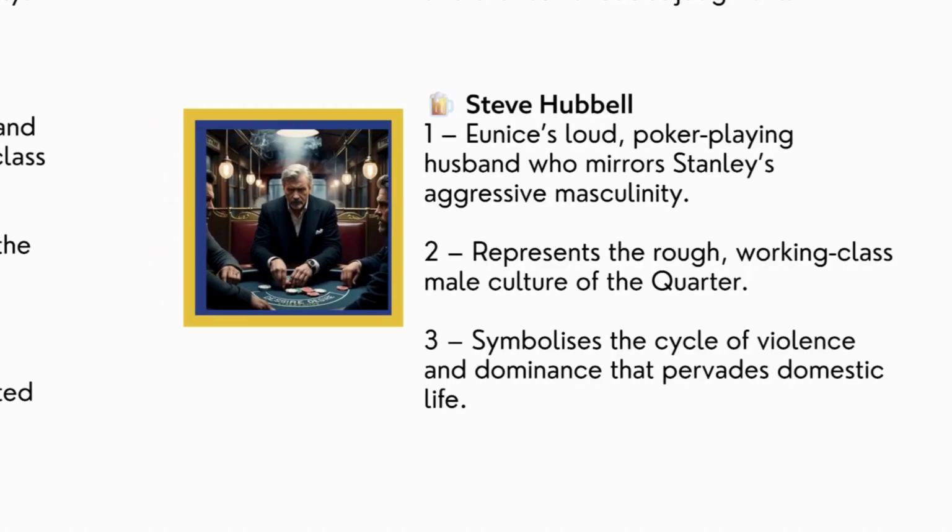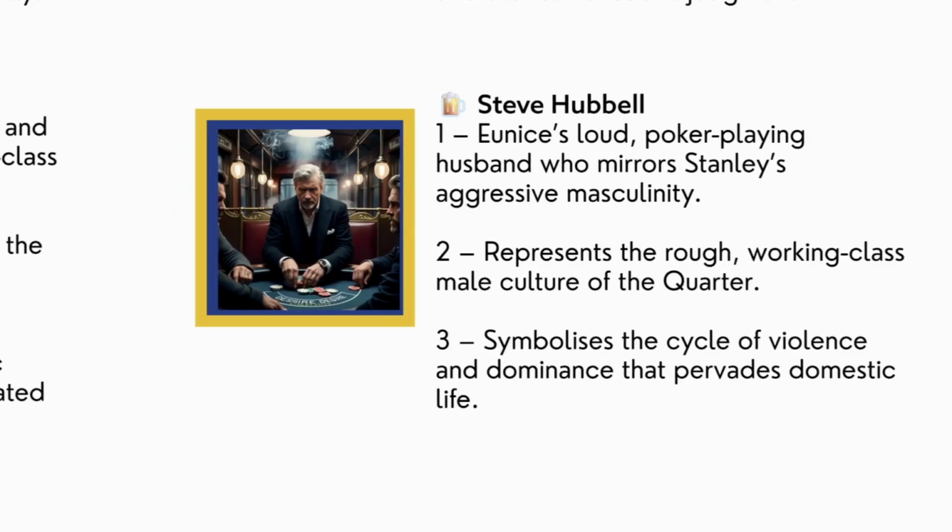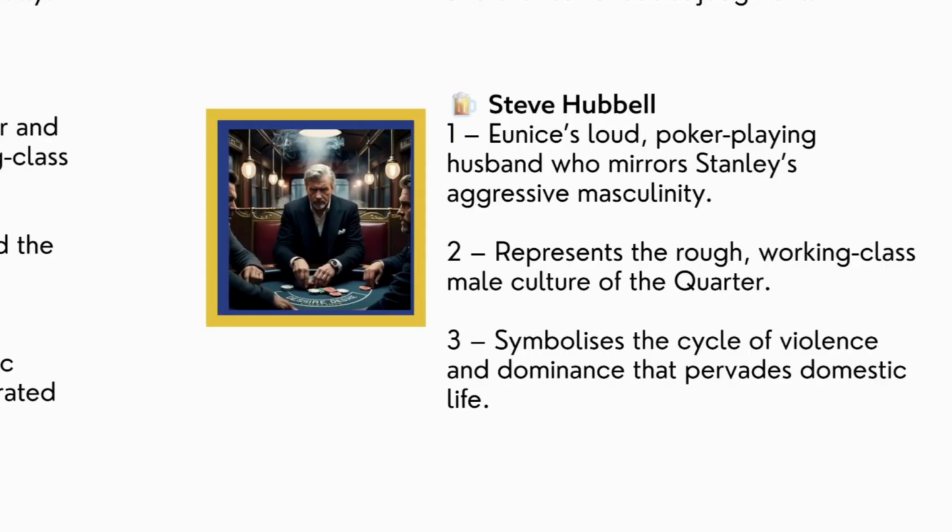And then we have Steve Hubble, Eunice's loud poker playing husband. He loves a card game, and he mirrors Stanley's aggressive masculinity. On a broader social level, he represents the rough working class male culture within the quarter of New Orleans where they live, and symbolises the almost endless cycle of patriarchal violence and dominance that pervades domestic life within this play for most of it.